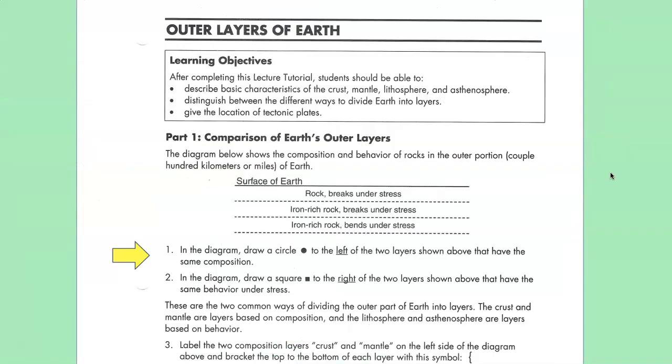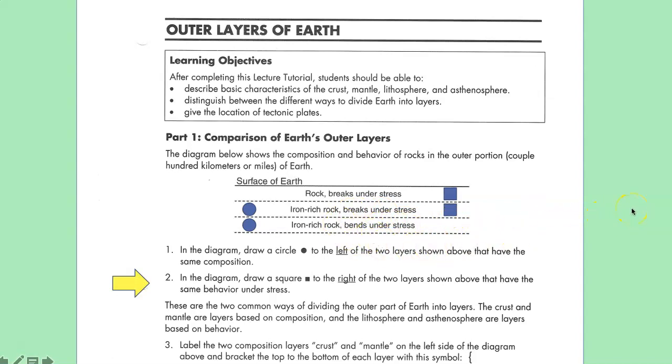So number 1, in the diagram, draw a circle to the left of the layers that have the same composition. And so we have a layer of rock, and then a layer of iron-rich rock, and then another layer of iron-rich rock. So the top layer doesn't really say what kind of rock, but it's different than the lower two layers. So those are the correct ones to put a circle next to. The next question says draw a square to the right of layers that have the same behavior under stress. And that would be the top two, because they both break under stress. They are the brittle ones that I talked about. The lower one bends under stress.